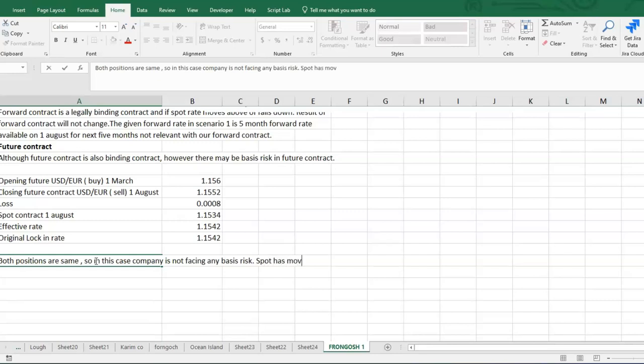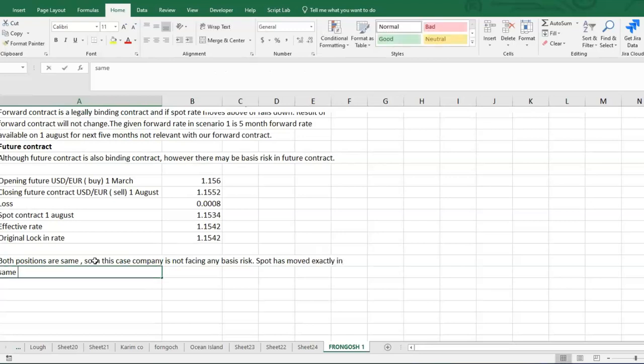Spot has moved exactly in the same direction and in the same way to eliminate basis risk. So technically there is no basis risk here. Our position and our original locked rate are both the same.